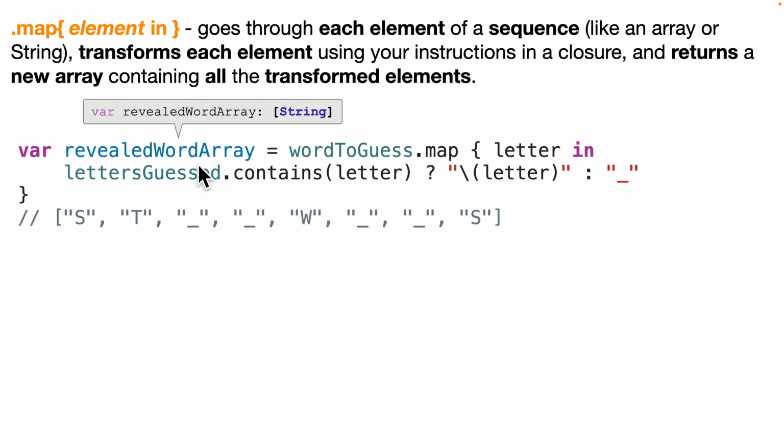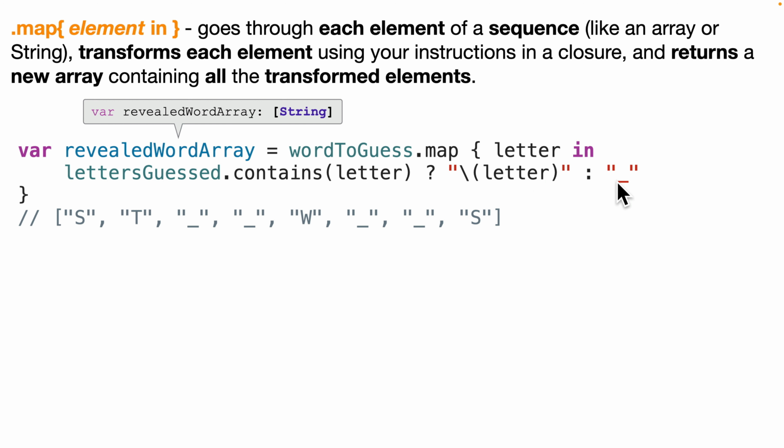Now we could put any code in here, but we're using a ternary operator. We're checking to see if this letter from word to guess is in letters guessed. If this is true, the contains function returns true, then we add this letter to an array named revealed word array. But if the letter is not in word to guess, then we're going to add an underscore to the array called revealed word array. So we go through all the letters in the string variable word to guess one by one. We see if each of those letters are in letters guessed. If it is, we add a letter to the array. If not, we add an underscore to the array.